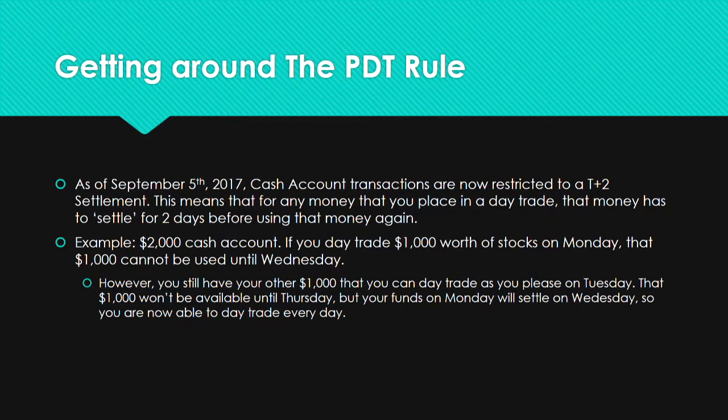For example, say you have a cash account that has $2,000 in it. If you day trade $1,000 worth of stocks on Monday, that same $1,000 cannot be used until Wednesday, 2 days afterwards. However, you still have your other $1,000 that you can day trade as you please on Tuesday. That $1,000 that you trade on Tuesday will not be available until Thursday, but your funds from Monday will be settled on Wednesday, so you are now effectively able to day trade every single day.